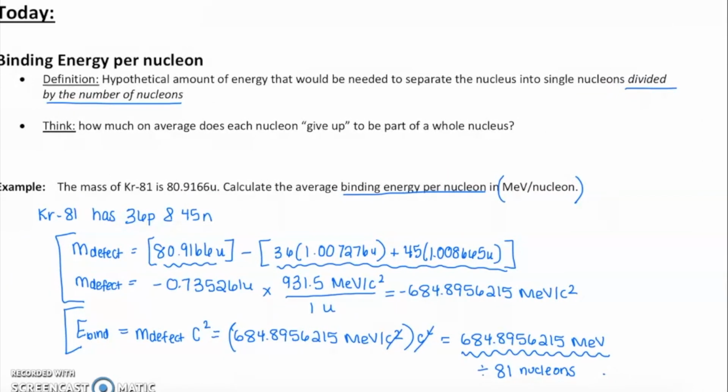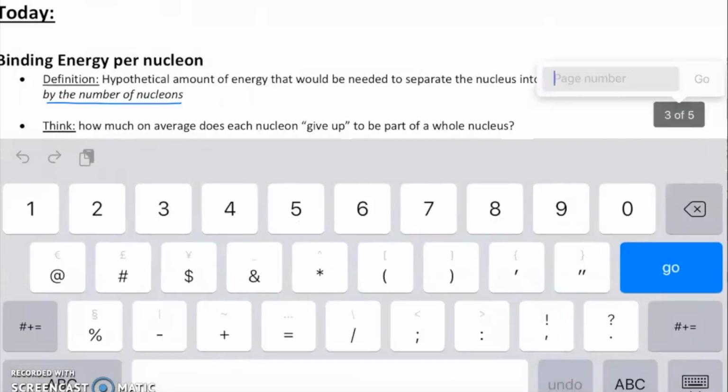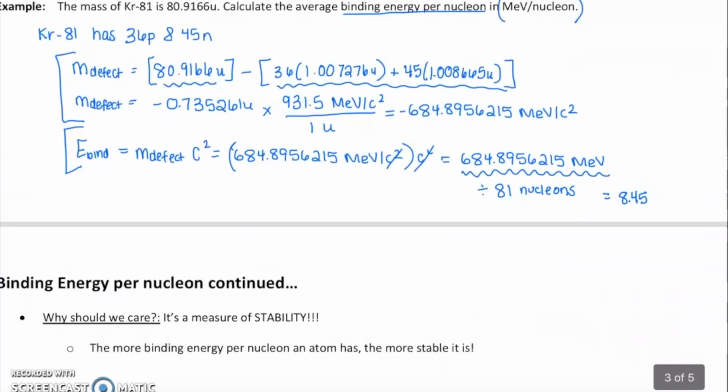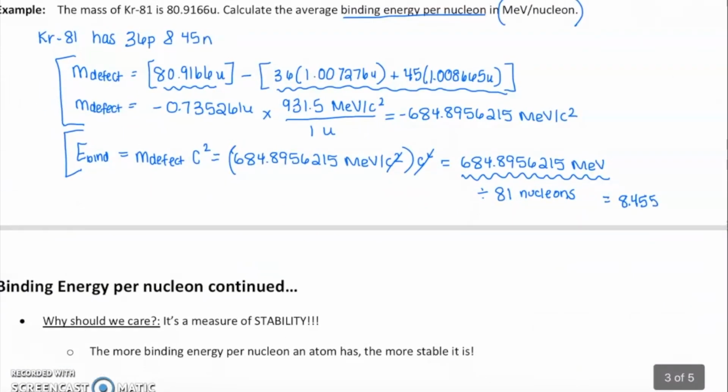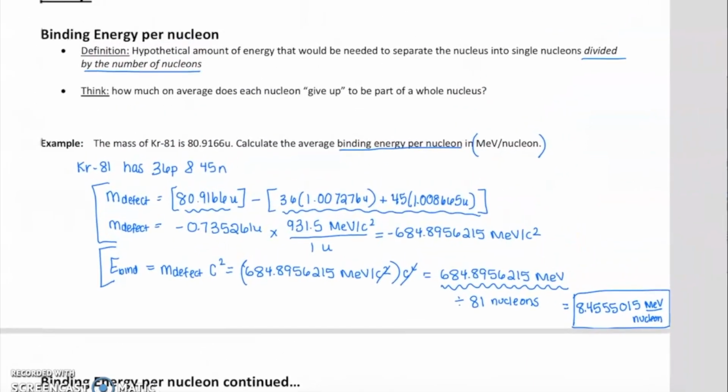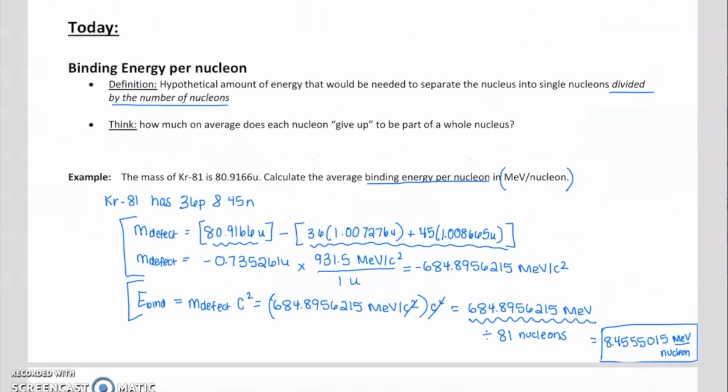This gives me a final answer of approximately 8.4555, oh no, 4.555015 mega electron volts per nucleon. That would be my final answer. So we can calculate binding energy per nucleon. It's not all that different than what we've been doing, except that last step of dividing by the number of nucleons.